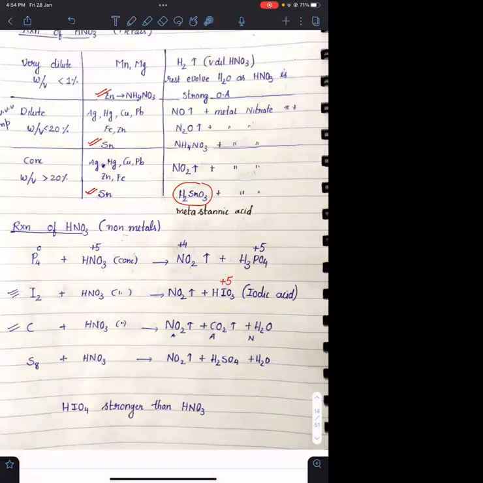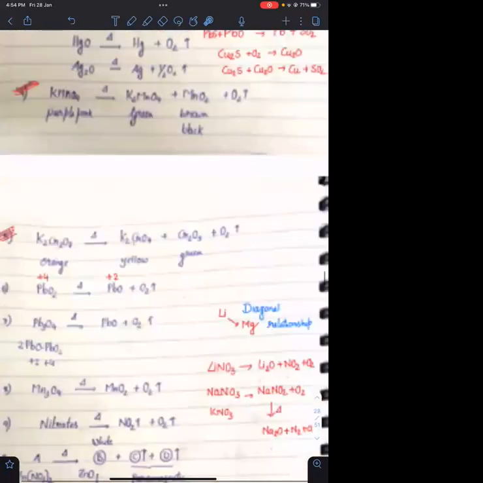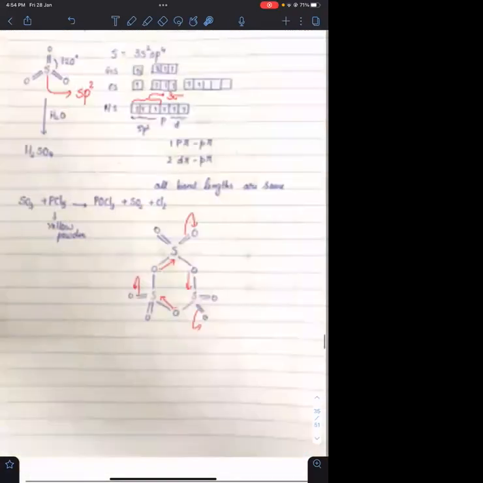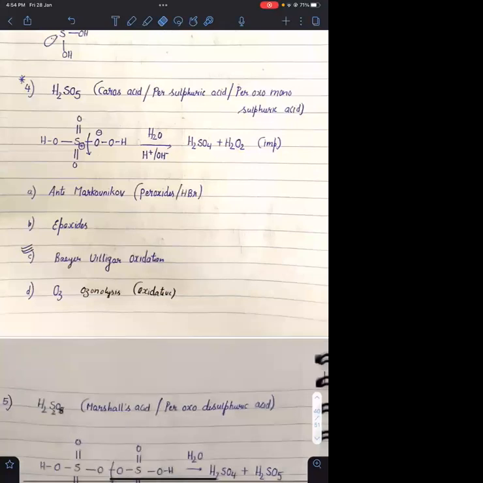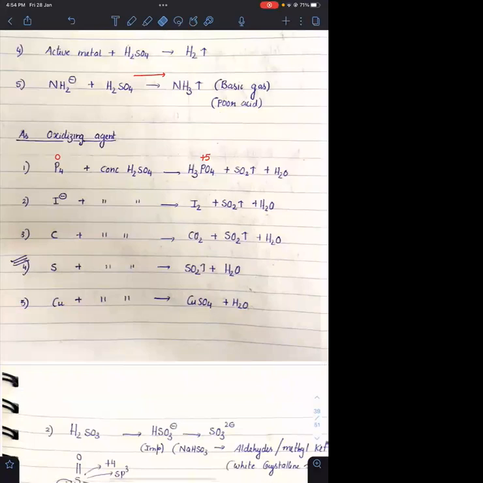In the case of HNO3, this is the reaction with I2, where you obtain HIO3. We will not take it to HIO4 because HIO4 is a stronger oxidizing agent. Here, the reaction we are seeing is with I minus, but not with I2. Just understand the difference and remember it. With I minus, the product is not HIO3, the product is I2 only. Is that clear?